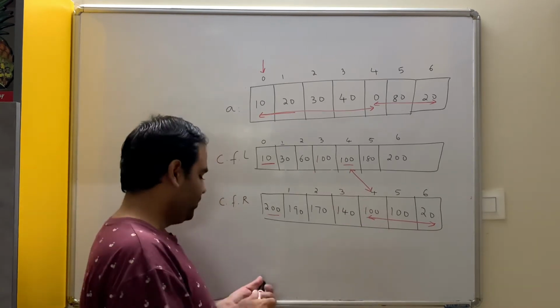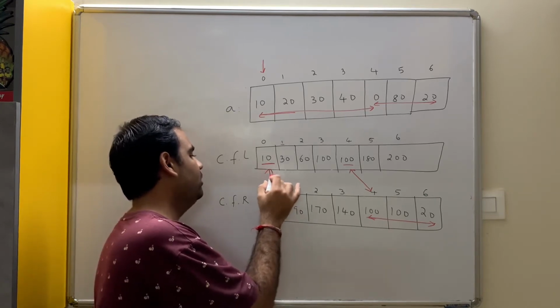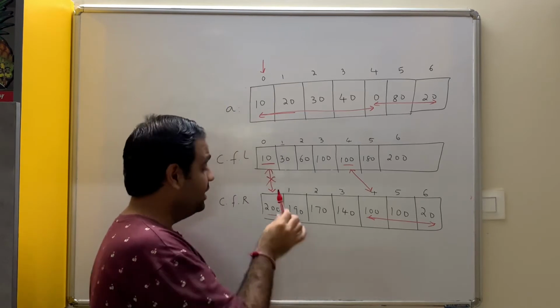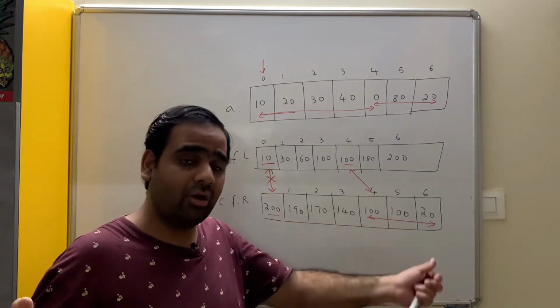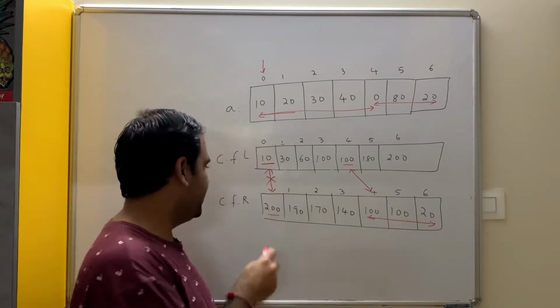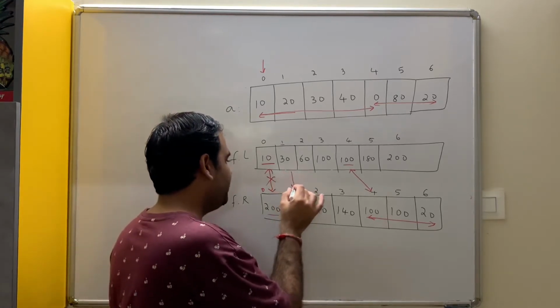Now what we do is compare. Is 10 equal to 200? No. That means the sum till LHS is 10 and the sum from RHS is 200. Now the sum of LHS is not equal to the sum of RHS. Therefore 0 cannot be the equilibrium index. Go to the next one. Can 1 be the equilibrium index?